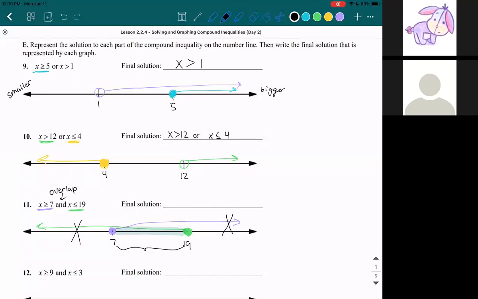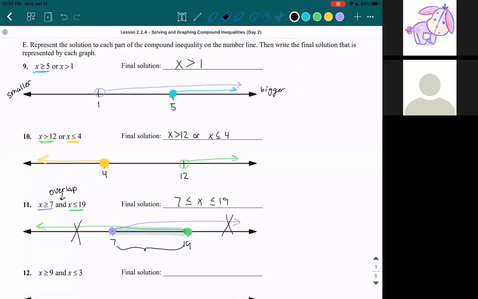Only this part does x is greater than 7 and also does x is less than or equal to 19. So this is the and portion. So you only want to say this part. How do I write that? 7 is less than or equal to x is less than or equal to 19. You write it as a conjunction. All right, so you write it in compact form as a conjunction. So that's number 11.